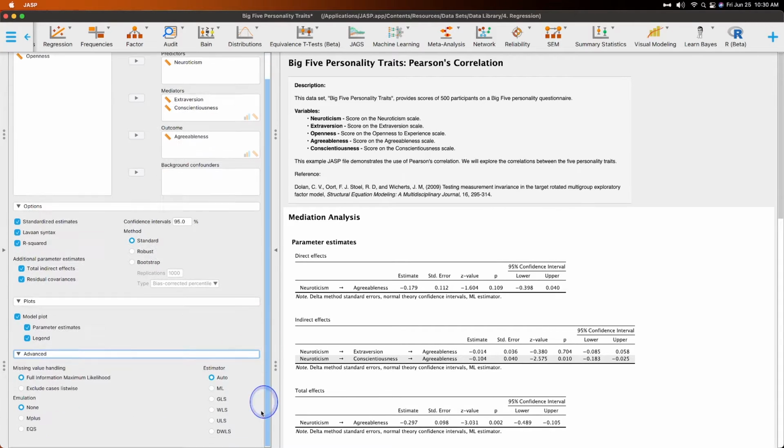And then advanced, we're not going to change anything with, but just in case I didn't go over it in my previous video, I don't remember if I did or not. Full information maximum likelihood for missing values: if you have a value missing from one of these variables, will it use the information that exists in part of the pathing, or do you exclude all cases with at least one missing value? That will change the calculations if you exclude cases listwise.